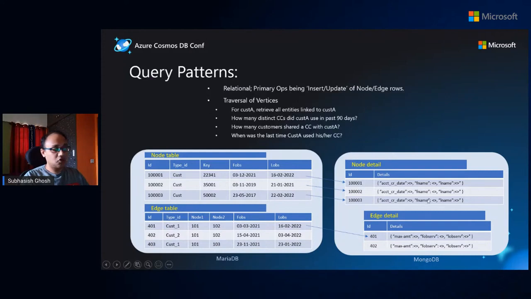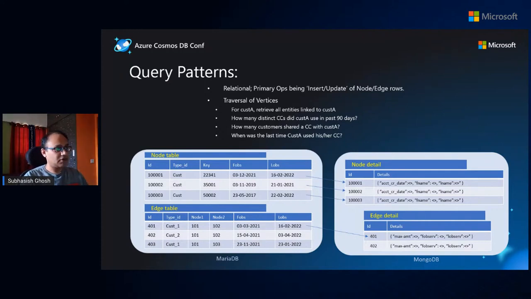If I move on to the query patterns they were using, that's also one of the key reasons why more and more customers we see are modernizing using Cosmos: because it's relational, the top query patterns are all relational.